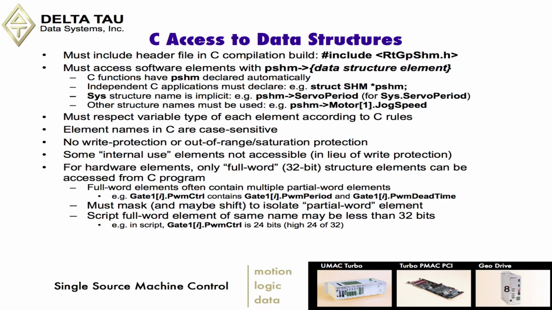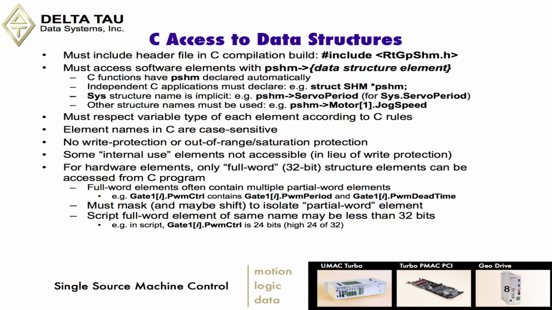And remember the types, the values, all of that auto typing that's done in the script environment is not done in C. So it's up to you to make sure that you have the right typing done in your C code. We'll talk more about that when we get into the C. Element names, like I said, are case sensitive. There's no write protection or out of range or saturation protection.